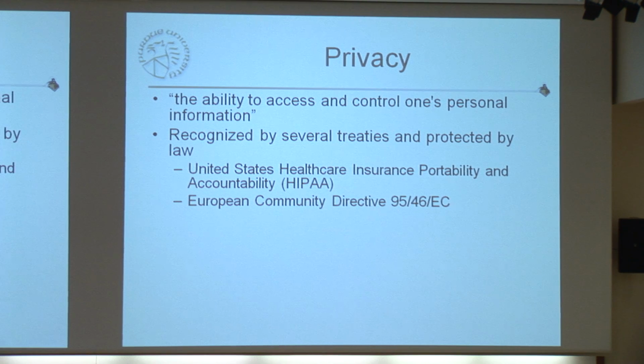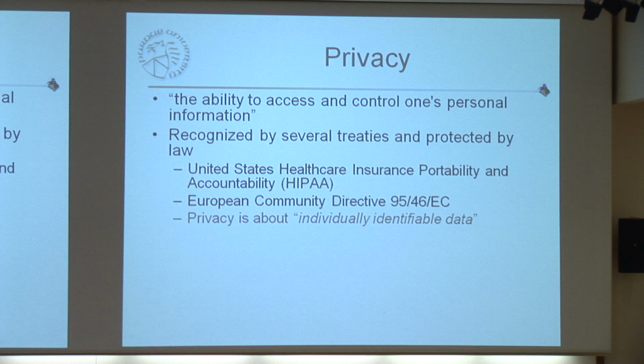The European Community Directive is much broader, much less clearly defined, but encompasses all private data, all data about you as an individual. Now, there's some interesting things here when it comes to privacy. First, it's about individually identifiable data. All these laws say if data can't be traced to an individual, it's not covered. It's not protected.